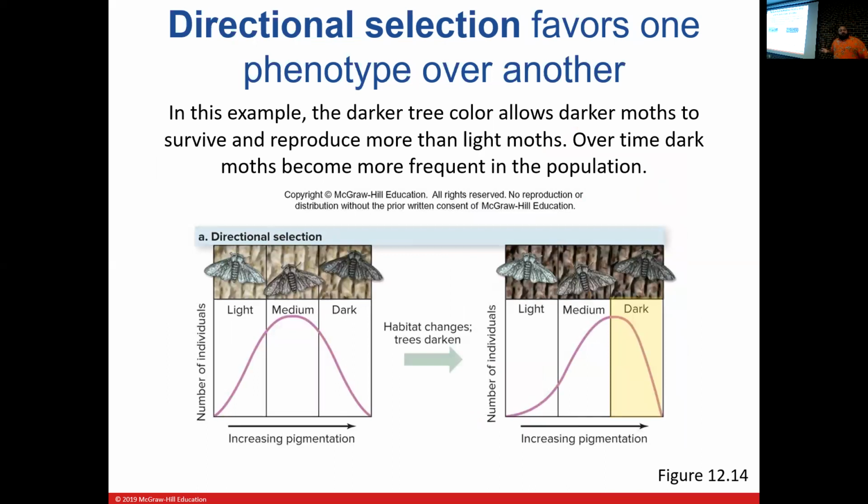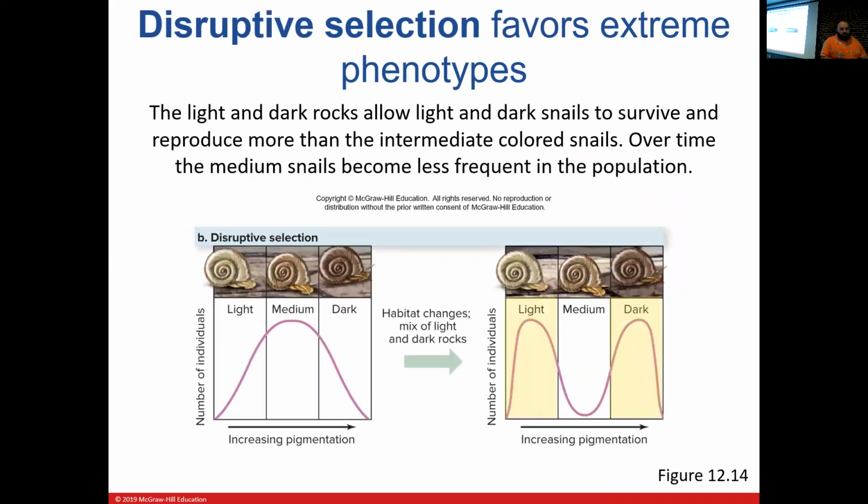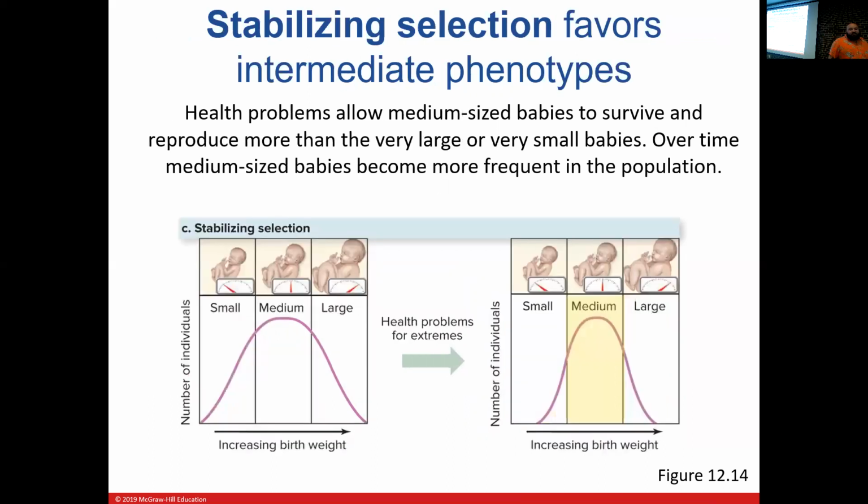And again, that directional selection is going to favor one phenotype over another. There's specifically, for whatever reason, a specific phenotype that is better than any of the other ones present. With disruptive selection, it's going to favor those extreme phenotypes. And with stabilizing selection, it's going to favor that intermediate phenotype, that perfect middle ground.